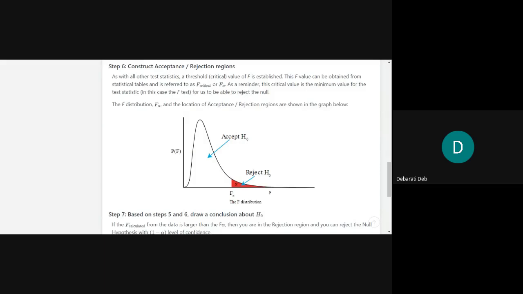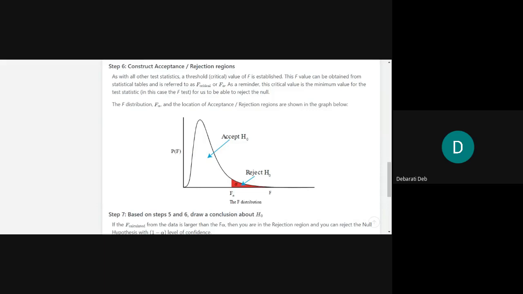This critical value, that is the tabulated value, is the minimum value of the test statistic for us to be able to reject the null or accept the null. If our calculated value is less than the tabulated value, then only we accept the null hypothesis. And if the calculated value is more than the tabulated value, then we reject the null hypothesis.